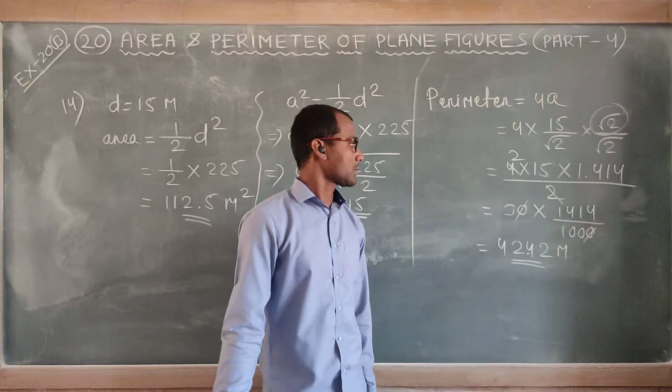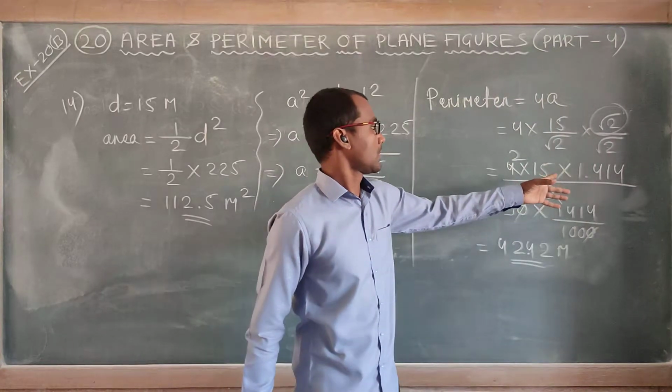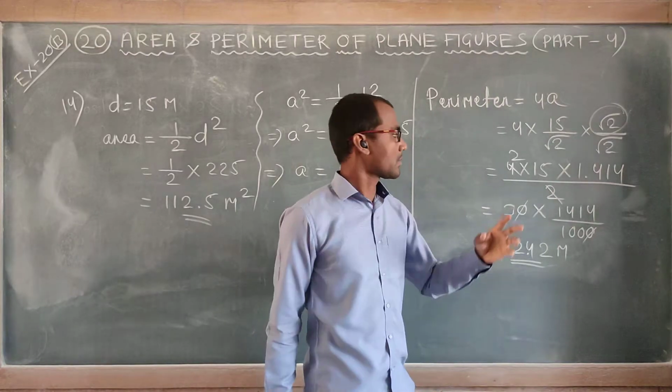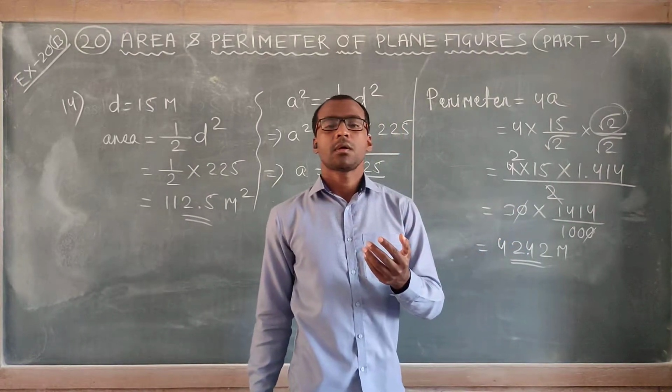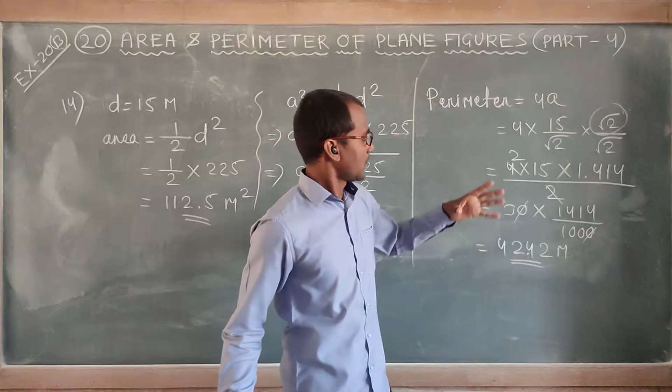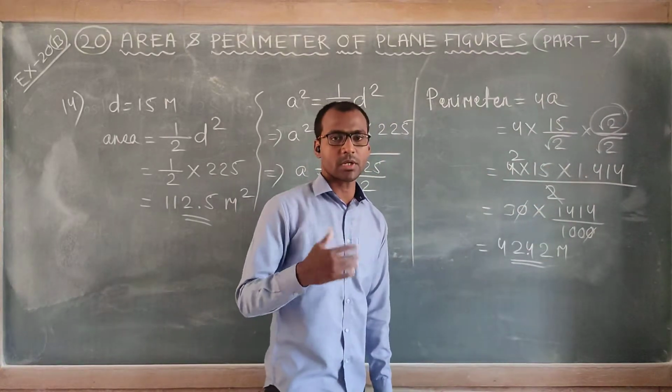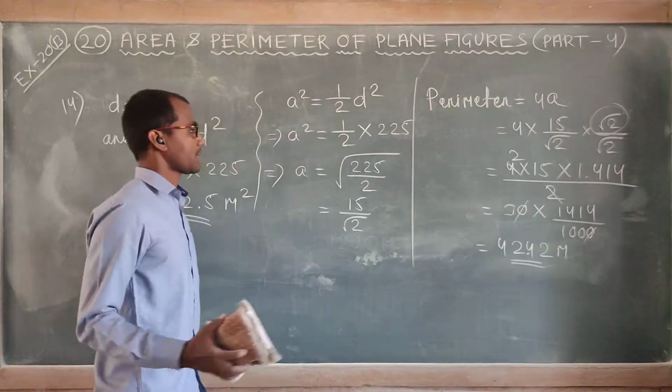So you see this method. I converted the decimal into a fraction, so while multiplying I do not need even rough work. Then and there only I can multiply. So you try to use this method, always avoid decimals. So this is the perimeter of the square.